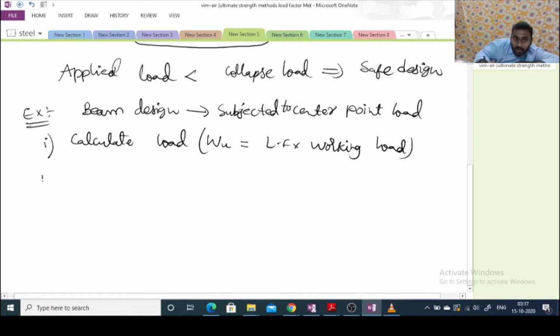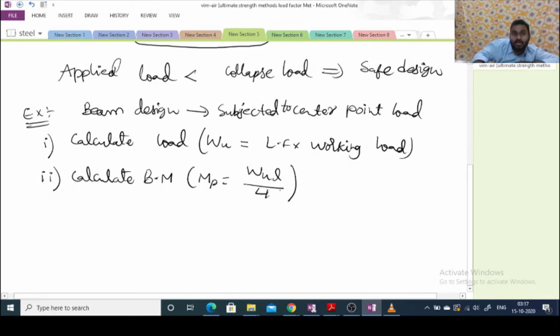After this, calculate the bending moment. That bending moment here is the plastic moment Mp, which is nothing but W_u L by 4. So for a simply supported beam, here we have considered a simply supported beam, SS. For a simply supported beam subjected to a center point load, the moment is W L by 4, that is W_u L by 4. This is the bending moment, which is nothing but the plastic moment.